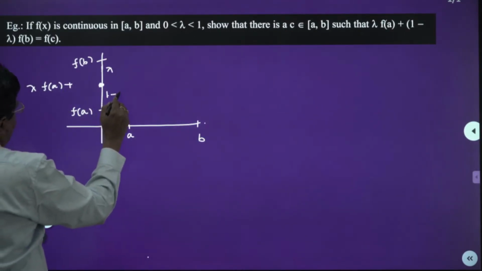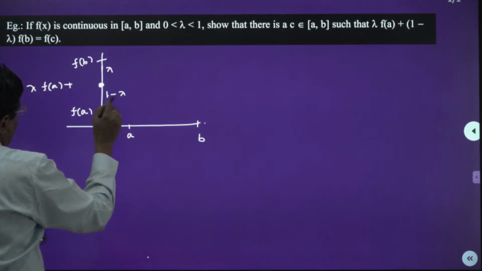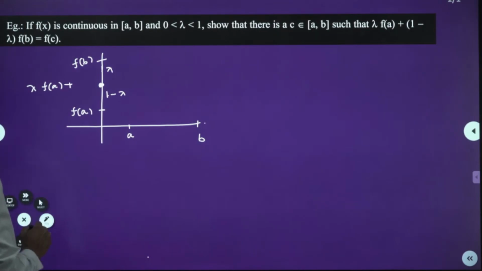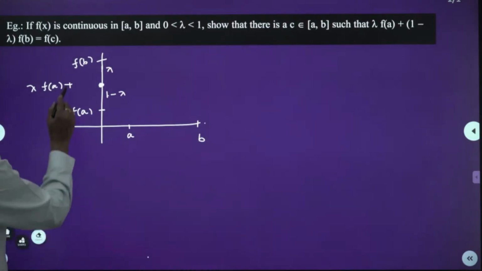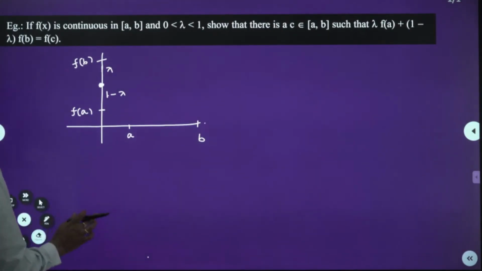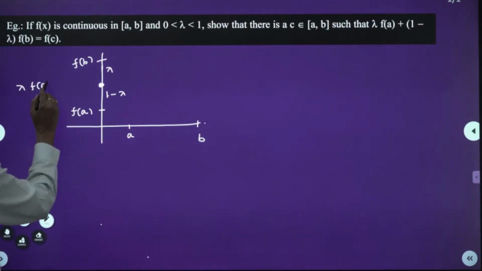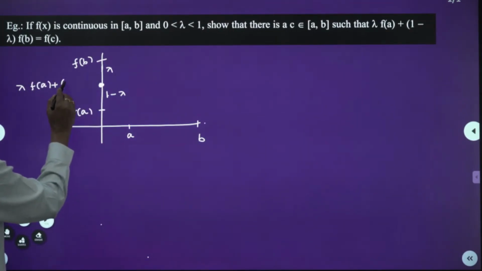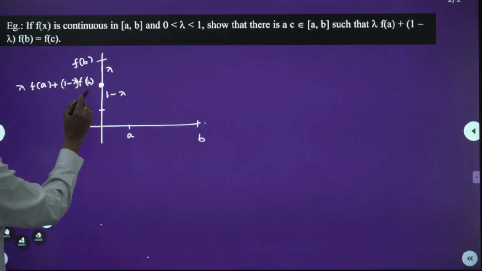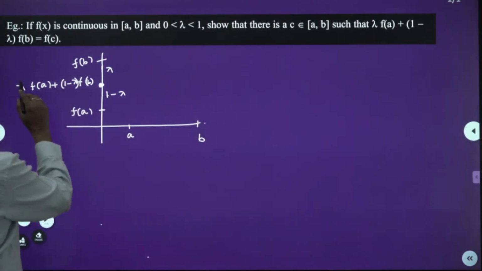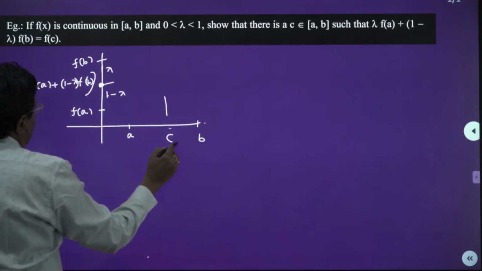I will consider it as 1 minus lambda into the ratio in which this divides is lambda is to 1 minus lambda. So that this is lambda into f of A. This point is lambda into f of A plus 1 minus lambda into f of B by lambda plus 1 minus lambda, which is 1. So this point is this. Now corresponding to this we have a point C here.